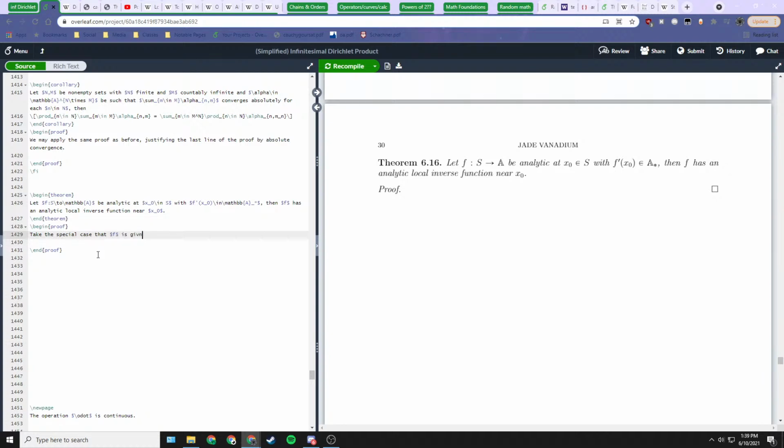f is given by a convergent power series. Say f of x equals the summation of coefficients alpha n times x to the n. Actually, we'll say a special case of that. We'll say x0 equals 0 and f of x0 equals 0, and all of this is not necessary, but this is fine. And f prime at x0 is 1.